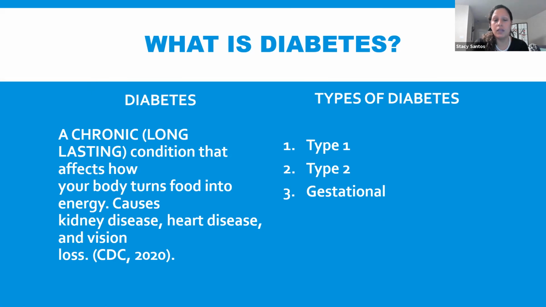The types of diabetes: we have type 1, type 2, and, may be less commonly known, gestational, which is related to pregnancy. And we will talk about those on the next slide.